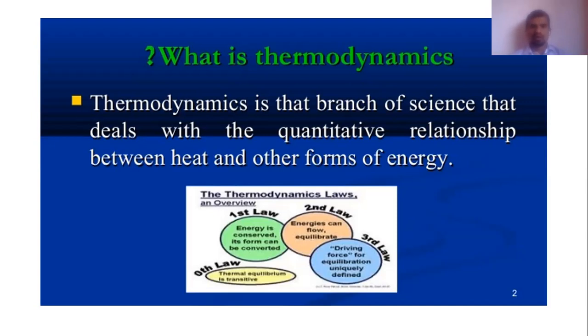According to the second law, energies can flow to equilibrate. And according to the third law, driving force for the equilibrium is uniquely defined. Driving force is uniquely defined. According to the fourth law, thermal equilibrium is tentative.